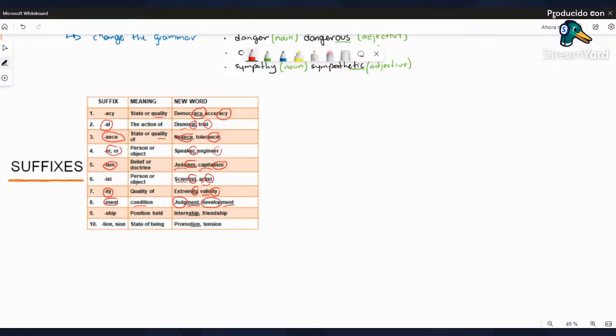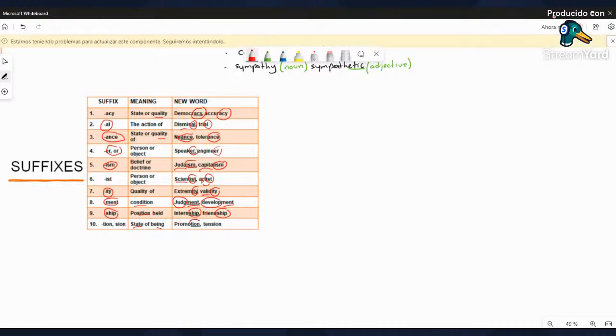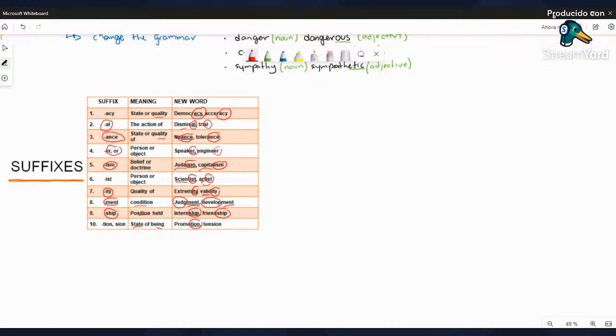For example, when I add the suffix -ship, I'm talking about a position held. What is the position of the intern? It is the internship, the friendship. And finally, when I have -tion or -sion, it's the state of being something. For example, the state of being promoted will be promotion. If there is the state of being tense, it will be tension. There's tension in the environment, for example.